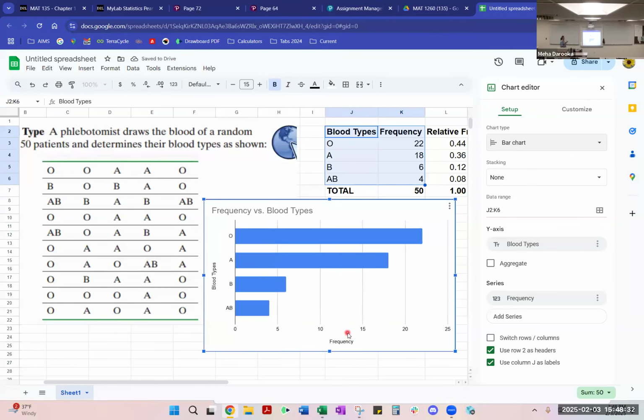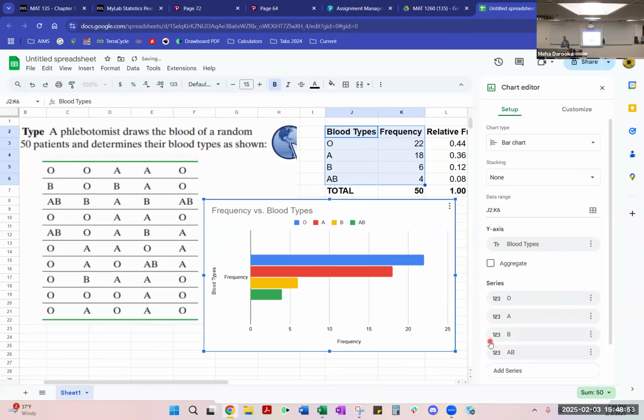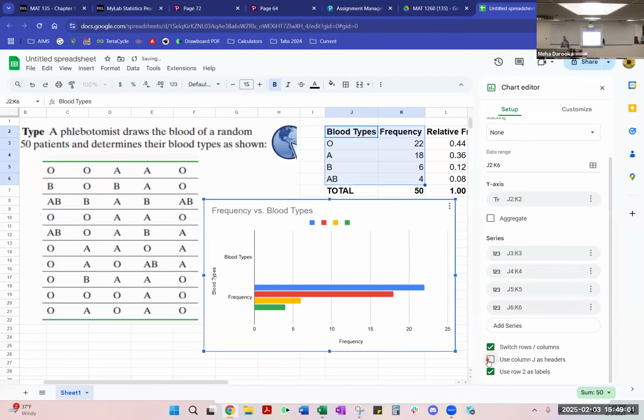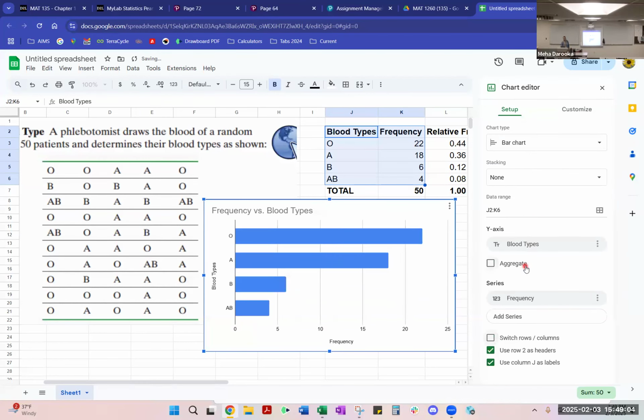So you will see what happens is on this type of chart, your blood types are actually on the vertical axis of the graph, and your frequency is on the horizontal. Now, if you wanted to change that, you can go under the y-axis, x-axis here, and you can say, you know what, I want to change this, switch rows and columns. Okay, so it's not letting me do that. I might have to play around with it a little bit more. But anyways, I do not like the way this graph looks.